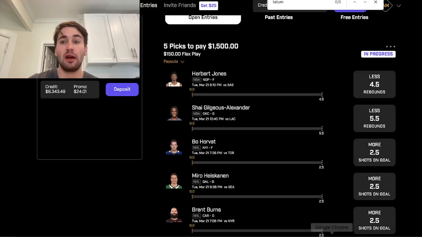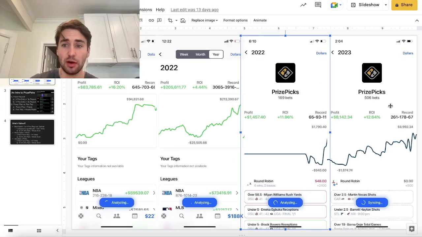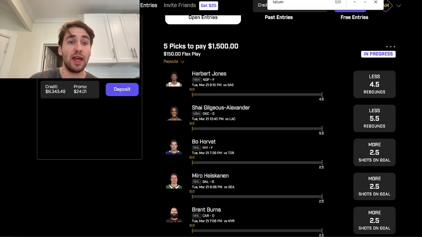So if you want to make money off PrizePicks, I've had a pretty good year so far and last year in terms of ROI on PrizePicks. If you want to make money on PrizePicks, it's pretty simple. First of all, you've got to figure out what's optimal to play on PrizePicks. Most people don't even know the answer to this question.